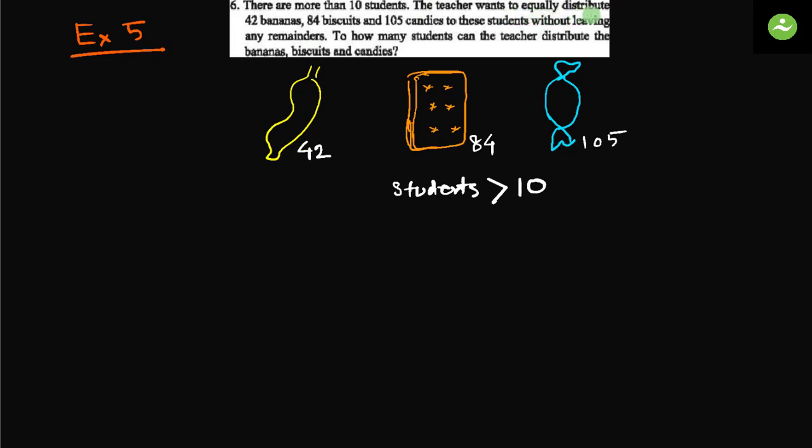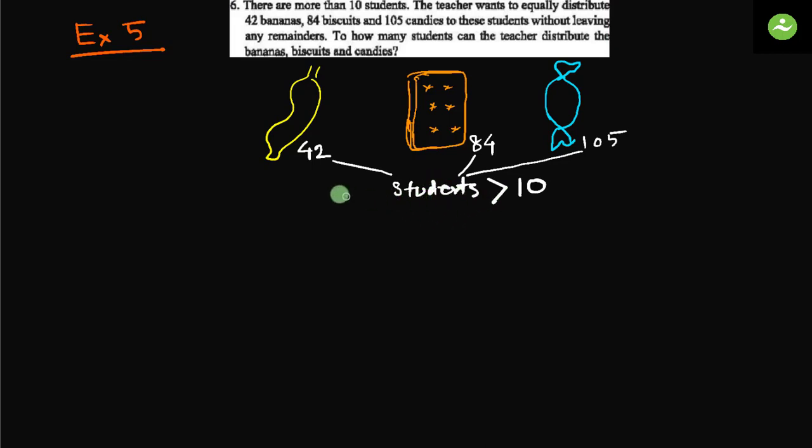The teacher wants to equally distribute 42 bananas, 84 biscuits, and 105 chocolates amongst the students without leaving any remainders. Means there should be no remainder. To how many students can the teacher distribute the bananas, biscuits, and candies? We have to find a number that divides 42, 84, and 105, and that number should be greater than 10, because the students are more than 10.